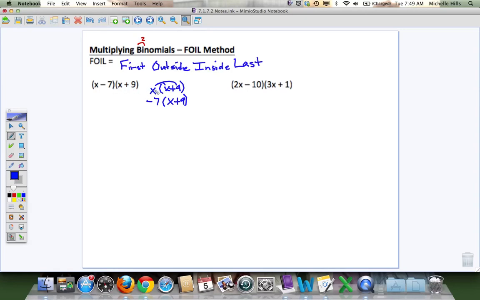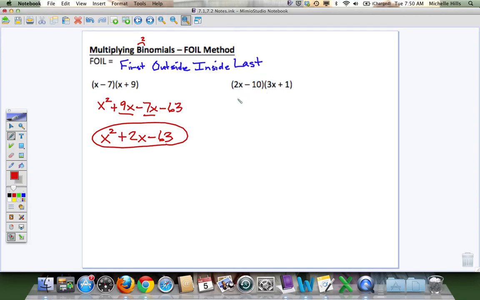It's really distributing the x to the x plus 9 and then the negative 7 to the x plus 9. So when I do that, I end up with, let me get back to my red here. First, x times x is x squared. Outside, x times positive 9 is a plus 9x. Inside, negative 7 times x is a negative, or minus, 7x. And last, negative 7 times positive 9 is negative 63. Now I do have like terms in this case to combine. So my final answer, x squared plus 2x minus 63.